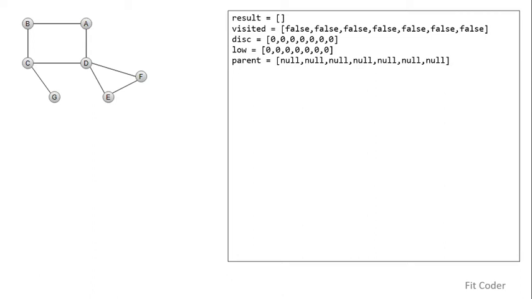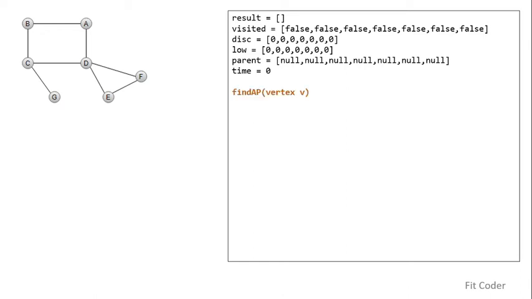This is required for the first condition of the algorithm, where it states that if it is the root of the tree and it has more than one child, then it is an articulation point. So for that we have to keep track of the parent for all the nodes. And then we have a simple variable, time. We'll increment this in every iteration, and it will be used to set discovery time and low time.